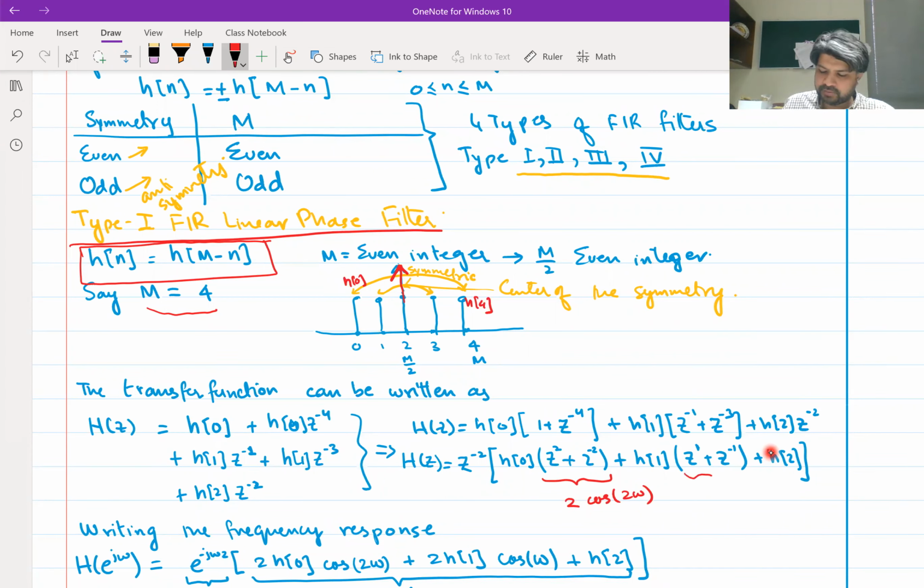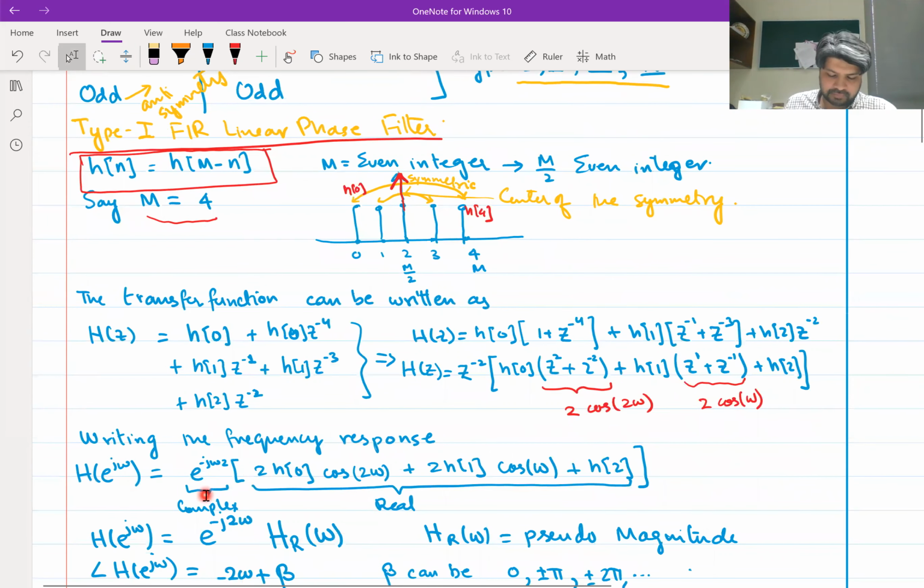And if you replace e to the power j omega in this guy, it would be e to the power j omega plus e to the power minus j omega. It would be 2 times cos of omega. ऐसे ही है ना? Yes, sir. And hence h of e to the power j omega can be written as this: e to the power minus j 2 omega times something: 2h of 0 cos of 2 omega, 2h of 1 cos of omega plus h of 2, and all of this is real, right? So this is a real function.